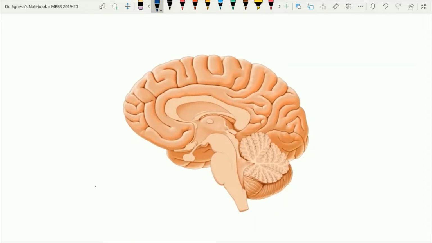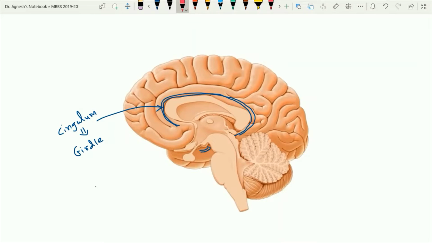Some other long association fibers connect the cingulum with the parahippocampus, and they encircle the corpus callosum like this. This type of fibers makes a full circle, and that's why these long association fibers are called the cingulum. The meaning of cingulum is girdle.